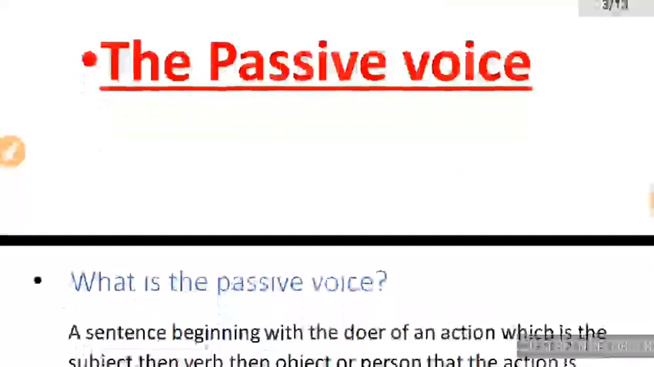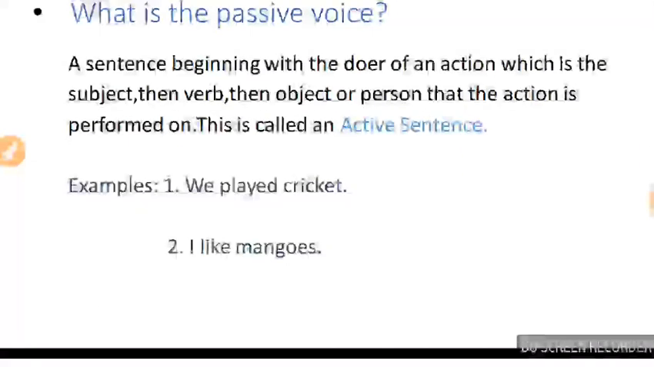The passive voice. What is the passive voice? A sentence beginning with the doer of an action, which is the subject, then verb, then object or person that the action is performed on, is called an active sentence. In short, an active subject does an action. For example, we played cricket. Here the subject we performs the action. In another example, I like mangoes. In both the examples, the subject performs the action.